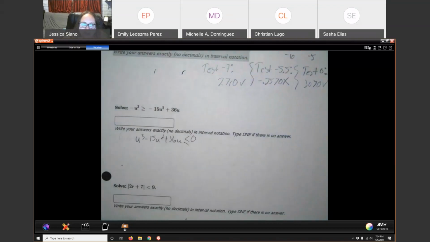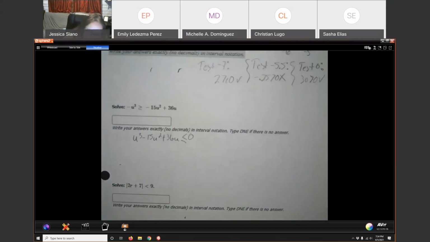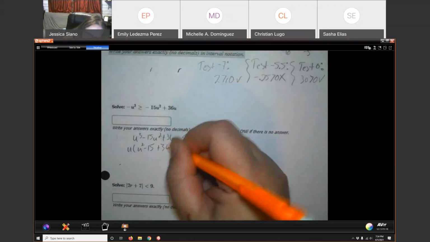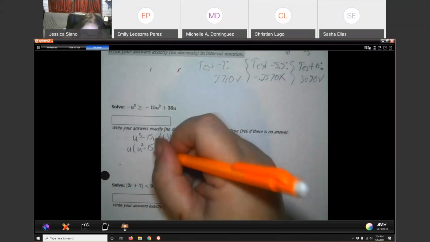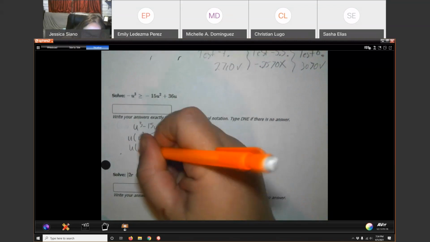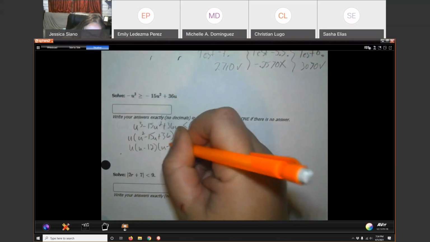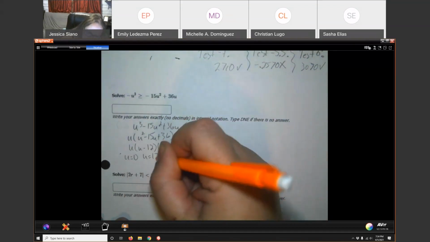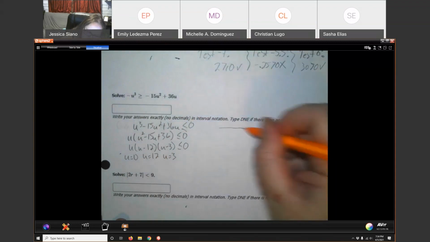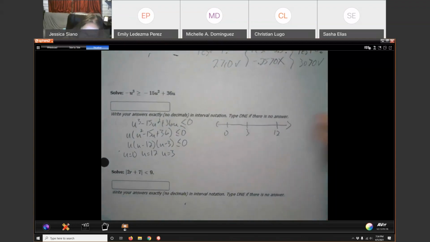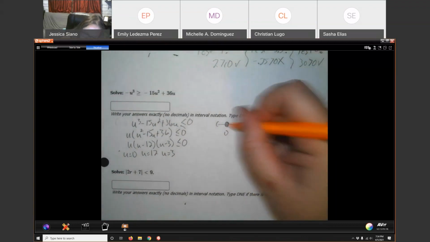So we're back to looking for values less than. Let's factor this. So two numbers that multiply to 36 and add to -15, that's going to be a -12 and a -3. So my numbers on my number line are 0, 12, and 3. This has the or equal to, so they get closed dots.